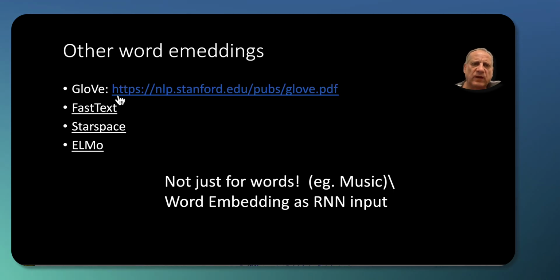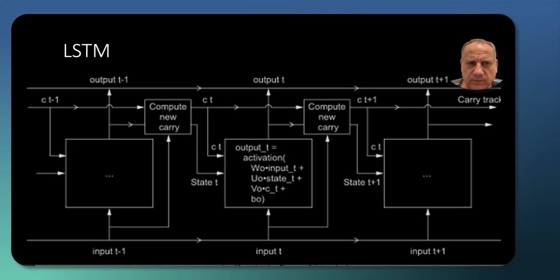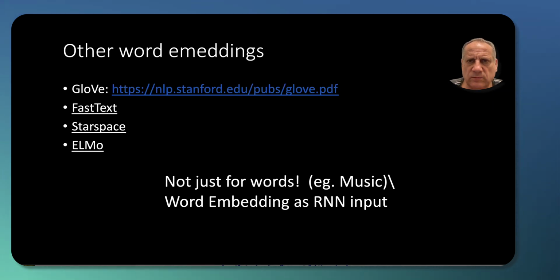So besides Word2Vec, there are other word embeddings. There's GloVe, FastText, StarSpace, and ELMo. People do embeddings for all kinds of things. There are image embeddings, there are music embeddings, and these word embeddings, as I'm going to talk about in a second, then become your keys for the vectors that you start inputting into your RNNs. Okay, so let me stop here for part 2, and we'll have a part 3, and then we'll be done for today.